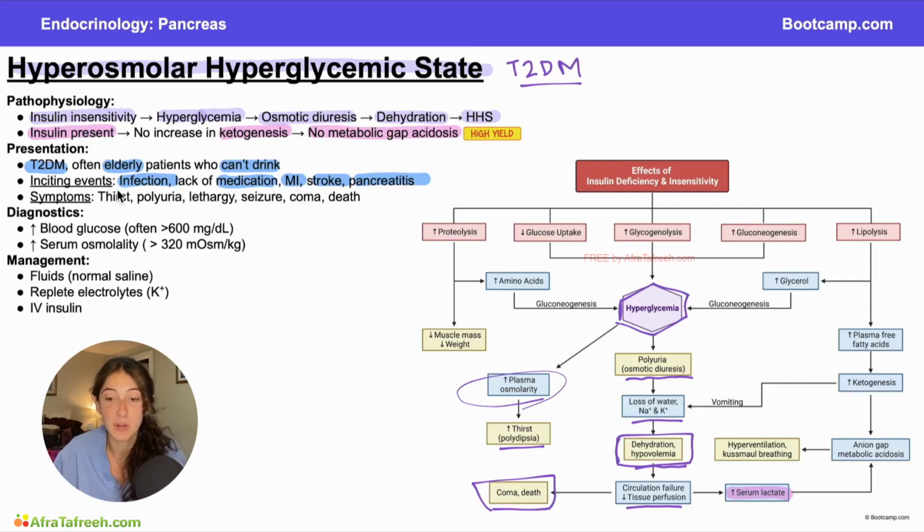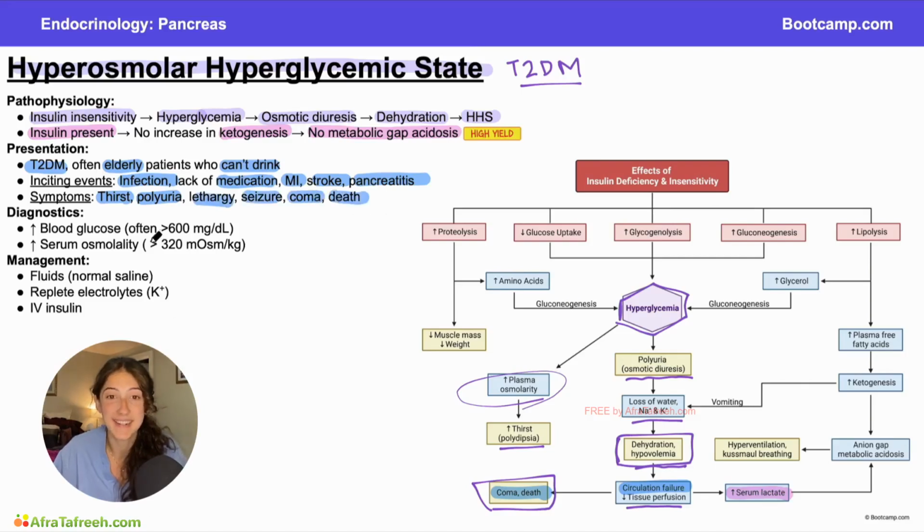And the symptoms, as we've already alluded to in our discussion of the pathophysiology, are going to be thirst, polyuria, so you're urinating a lot, leading to this dehydration. That dehydration is then what is going to cause the circulation failure, which will lead to some of our symptoms like lethargy, seizure, coma, and even death.